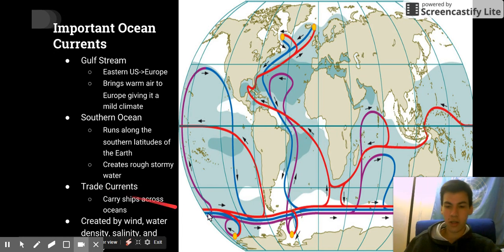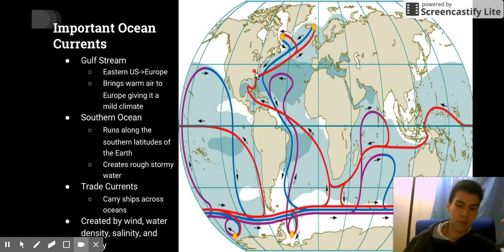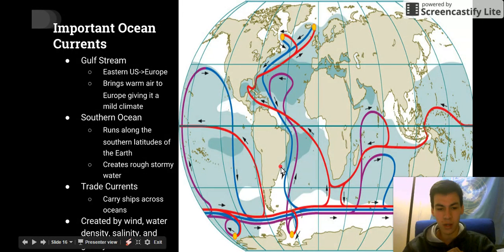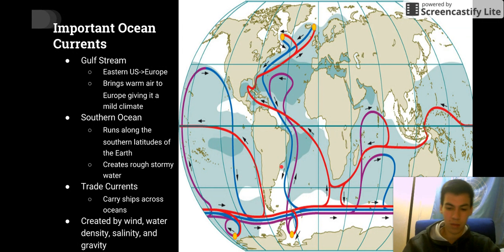Then there are also the trade currents, which help ships go across the ocean. For example, this one here going across the Pacific to places like Singapore down here, Indonesia, and Africa. Also from Africa up to here in North America is very helpful. They're created mainly in part by wind, water density, salinity, and gravity. And we'll look more into that in a little bit.